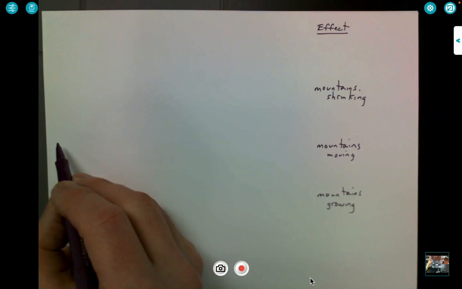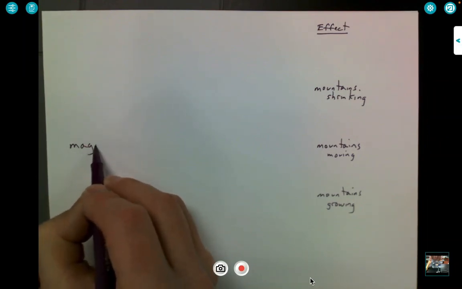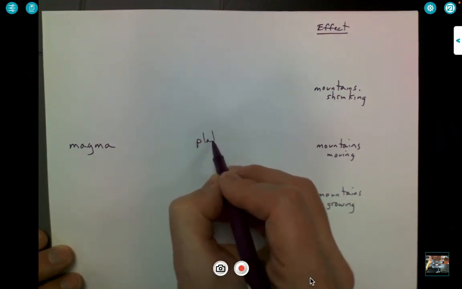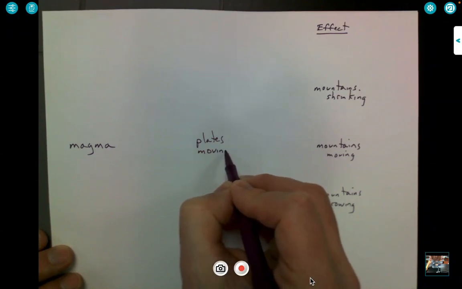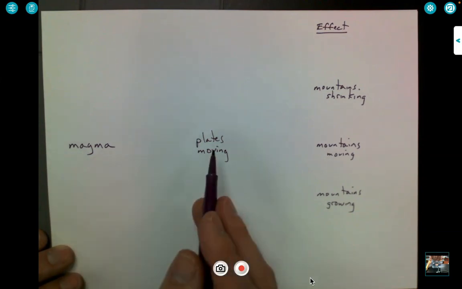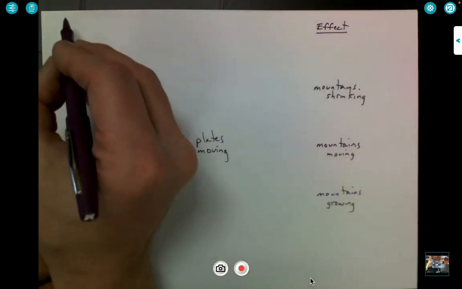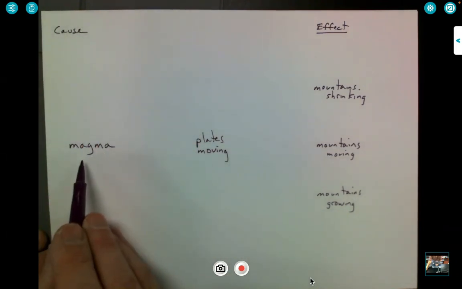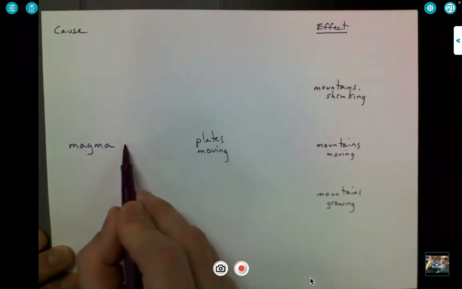And we were trying to think about what was the reason why they were moving in the first place. Some people said plates and earthquakes and volcanoes. And we said, well, what happens if we go even further back? What's making those things happen? So we came up with the idea that magma starts everything. And then we have plates moving. The way to represent this and show our thinking is that magma causes plates to move. So over here we have our cause. The cause is magma. It leads to plates moving. So we can draw that with an arrow.